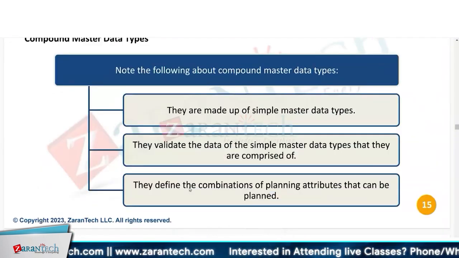Below are basically the compound master data types. They are made up of simple master data types. They validate the data of the simple master data types. And then they define the combination of planning attributes that can be planned. So basically they have a combination of different planning attributes. One planning attribute can be related to the customer price, which is linked to the product as well as to the customer.